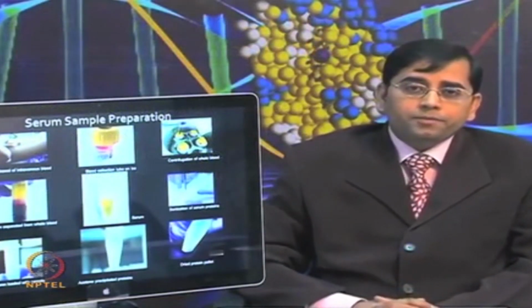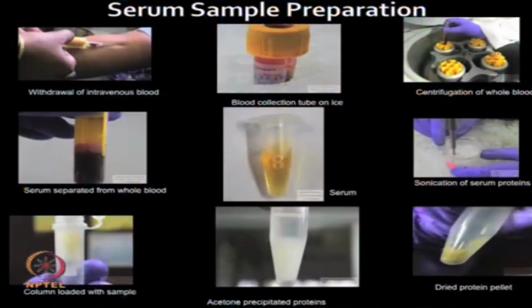So, now I am giving you an overview here of the serum sample preparation. The various steps are shown in images, such as withdrawal of intravenous blood, blood collection in the tube, centrifugation of whole blood, and how to remove the serum from the whole blood. Serum can be transferred into fresh tubes. Now, for the serum proteome analysis, different types of modifications can be performed, such as sonication, which can be used for disrupting the high abundant proteins, and it also helps in better resolution. Then depletion strategies to remove the abundant proteins, precipitation of these proteins by adding acetone, and then drying out the protein pellet and reconstituting in a suitable buffer for further proteomic applications.